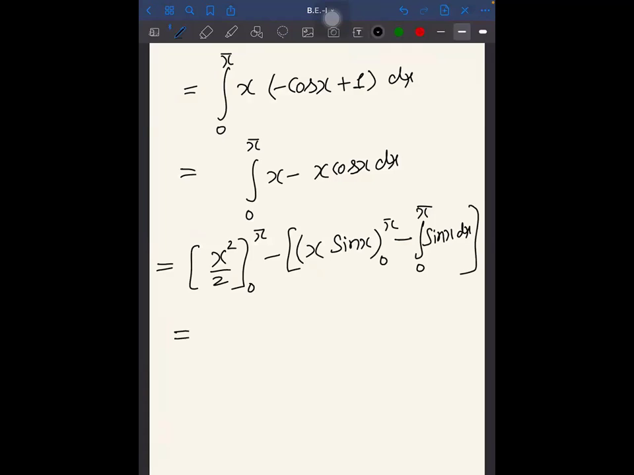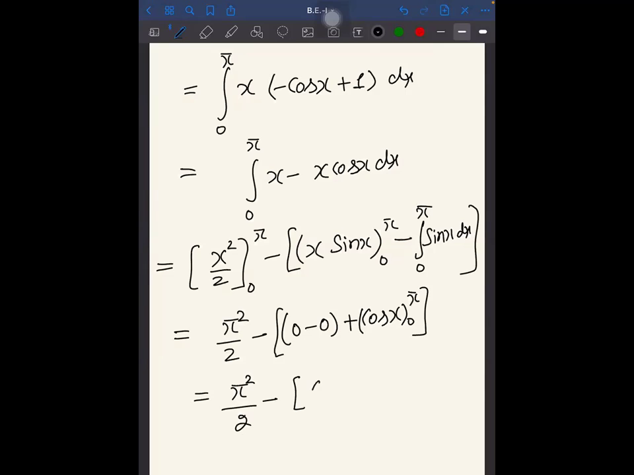So that is pi square by 2 minus. If you put the limits over here, this becomes 0 minus 0. You put the upper limit, sine pi is 0. You put 0, then it is also 0. The integral of sine x is minus cos x, so minus minus plus cos x, 0 to pi. So that becomes pi square by 2 minus cos pi minus cos 0. Cos pi is minus 1, so the answer would be pi square by 2 plus 2.